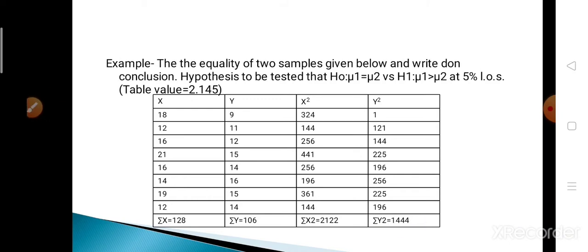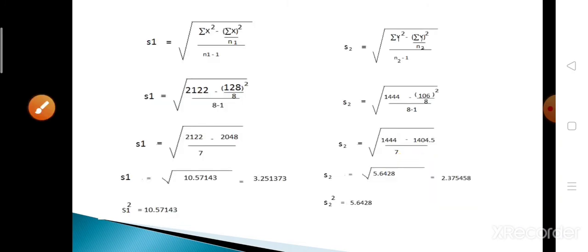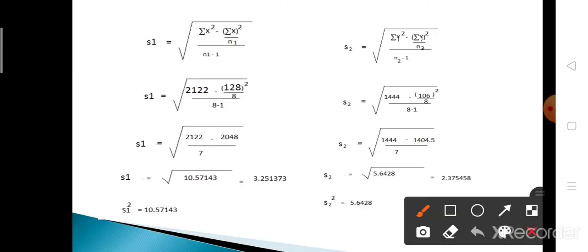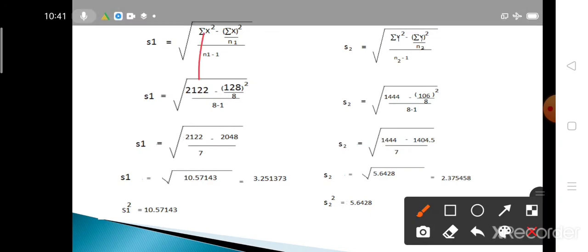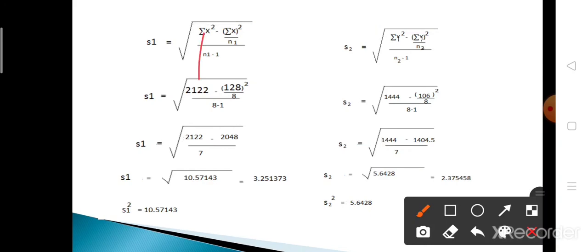Okay, now just plug all the values into the formula of S1 and S2. Here the formula of S1 is summation x square. So the summation x square value is 2122. Then summation x only. Summation x is 128 and its square divided by n1. We are given 8 values. So 8, whole divided by 8 minus 1.